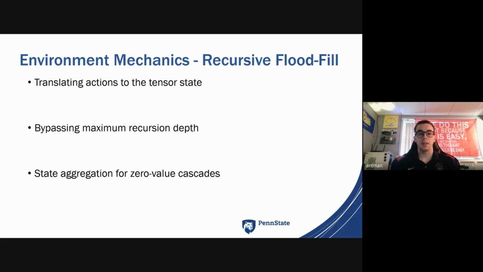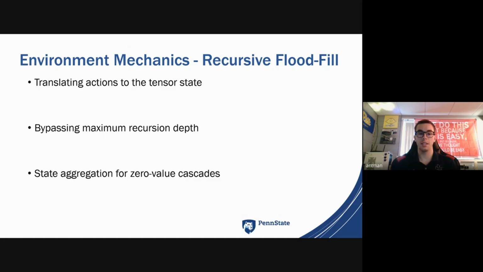Shifting to the environment API, processing the agent's actions requires careful memory management. When an agent clicks a safe cell and that cell is 0, the environment must immediately unmask all adjacent non-mined cells. If those cells are also zeros, the process cascades. We programmed a recursive flood fill algorithm to handle this state aggregation.